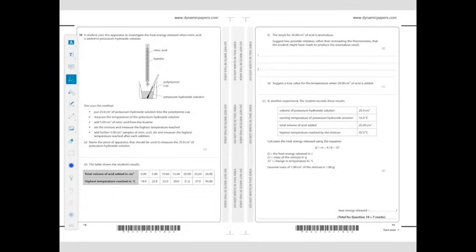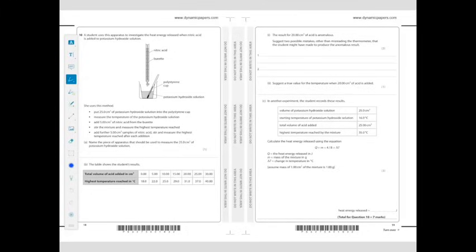Name the piece of apparatus that should be used to measure the 25 centimeters cubed of potassium hydroxide solution. So you need a fairly precise piece of apparatus here, which is why you should state either a pipette or a burette. Measuring cylinder would not be precise enough.